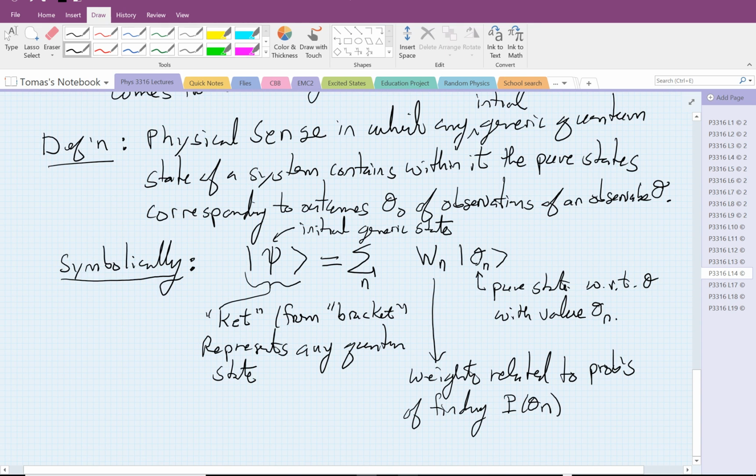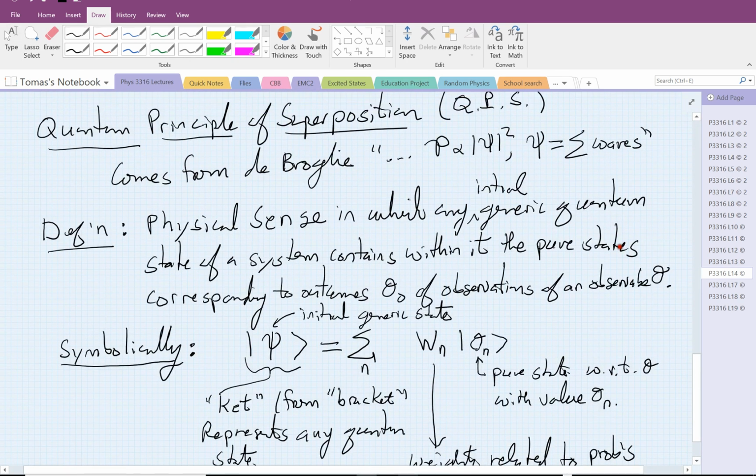Now, of course, we don't know what this relationship is, but we expect that if there's zero weight and it's not contained in my initial state, there's no way I will observe that observable. So zero probability should correspond to zero weight. And also we would expect that a very large weight would correspond to something with a rather large probability. So this is the generic idea from Dirac of the quantum principle of superposition.